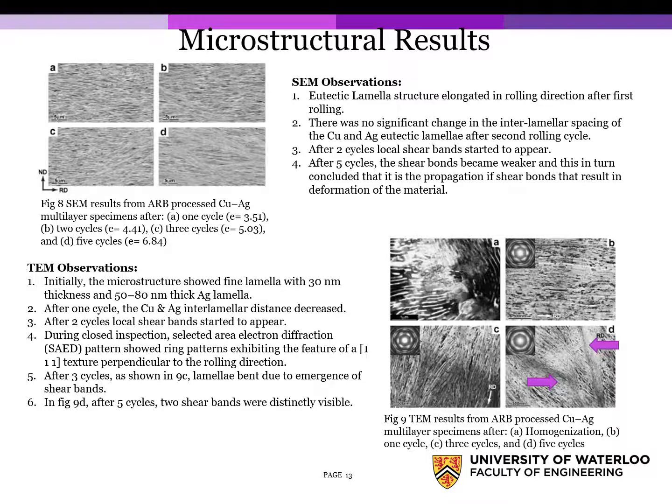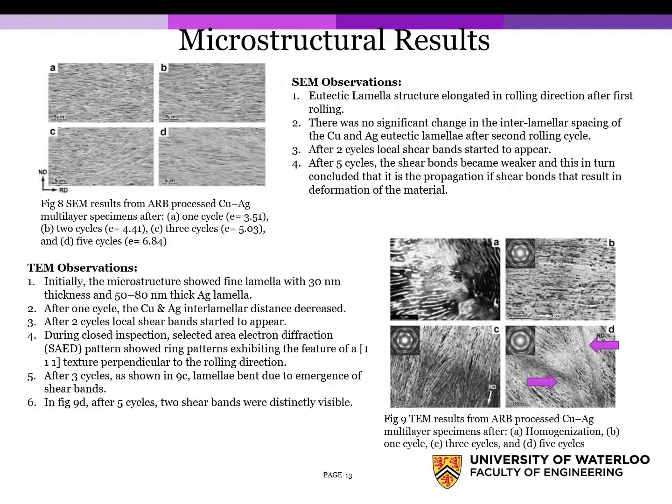Working from SEM results, we have the following observations. Eutectic lamella structure elongated in the rolling direction after the first rolling. There was no significant change in interlaminar spacing of the copper and silver eutectic lamella after the second rolling cycle. After 2 cycles, local shear bands started to appear. After 5 cycles, the shear bands became weaker, which in turn concluded that it is the propagation of shear bands that results in deformation of the material.